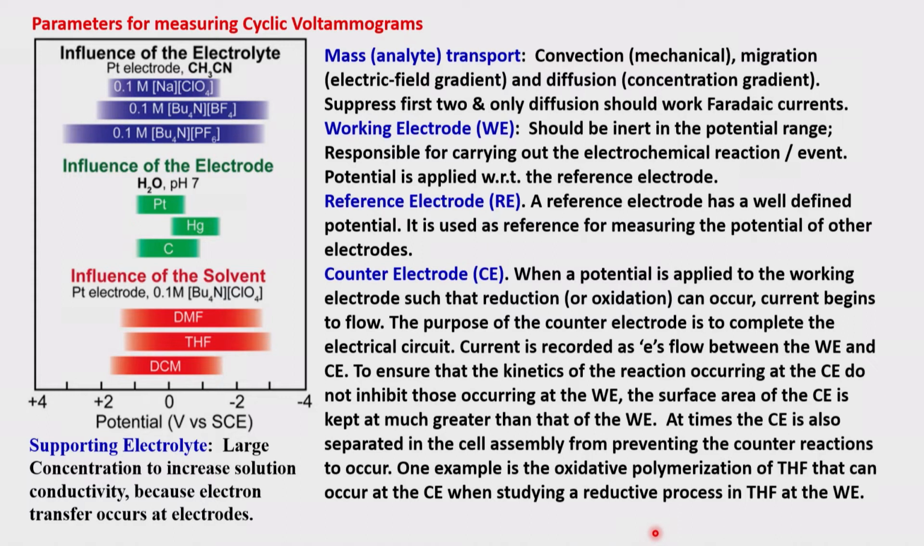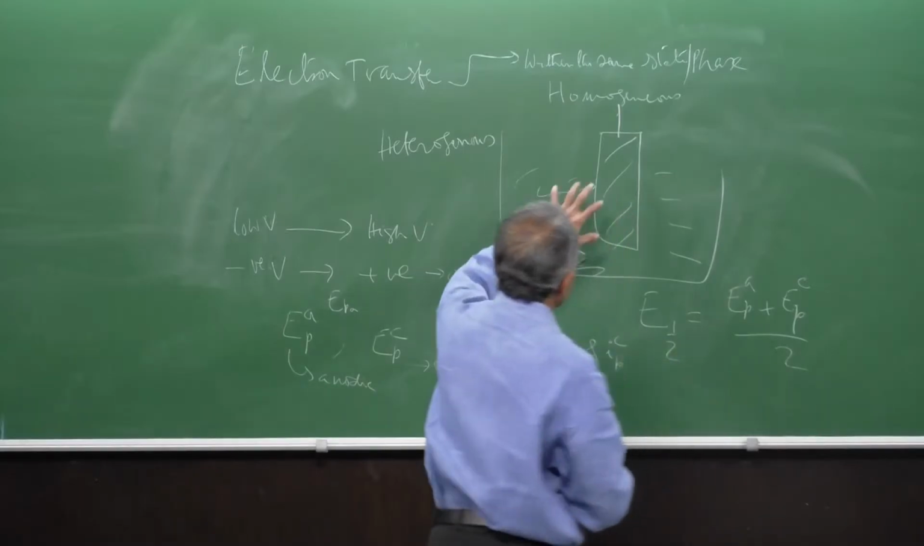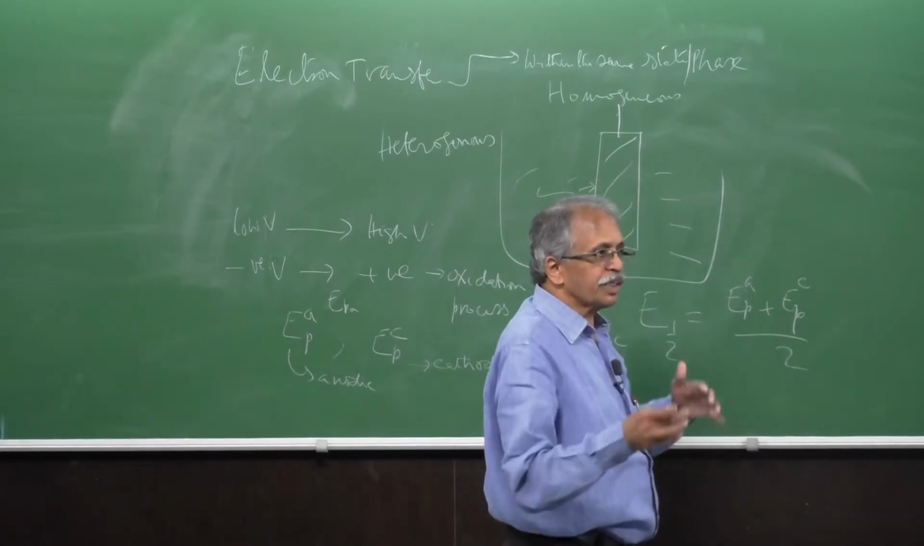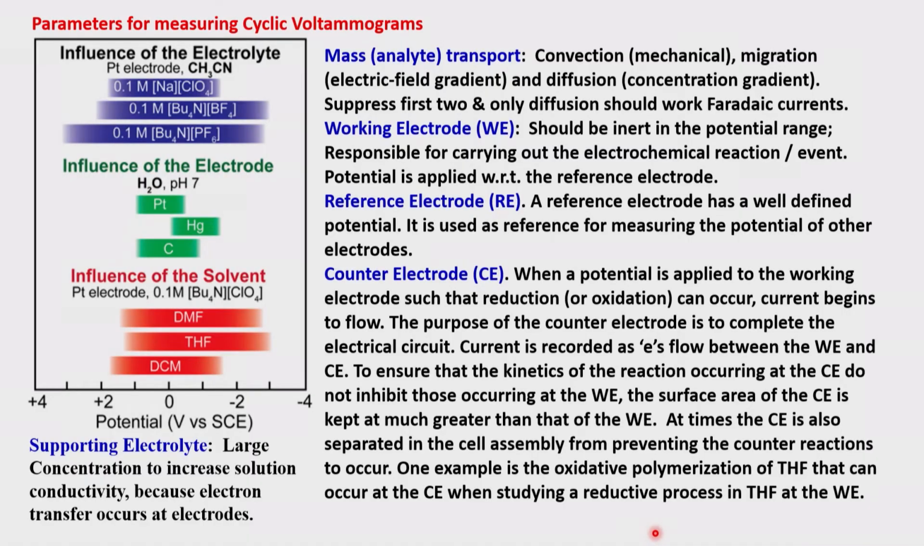What kinds of things would you see? You are doing an electrolysis, an electrochemical reaction, by changing the potential at the working electrode, which you are measuring with respect to the other electrode.